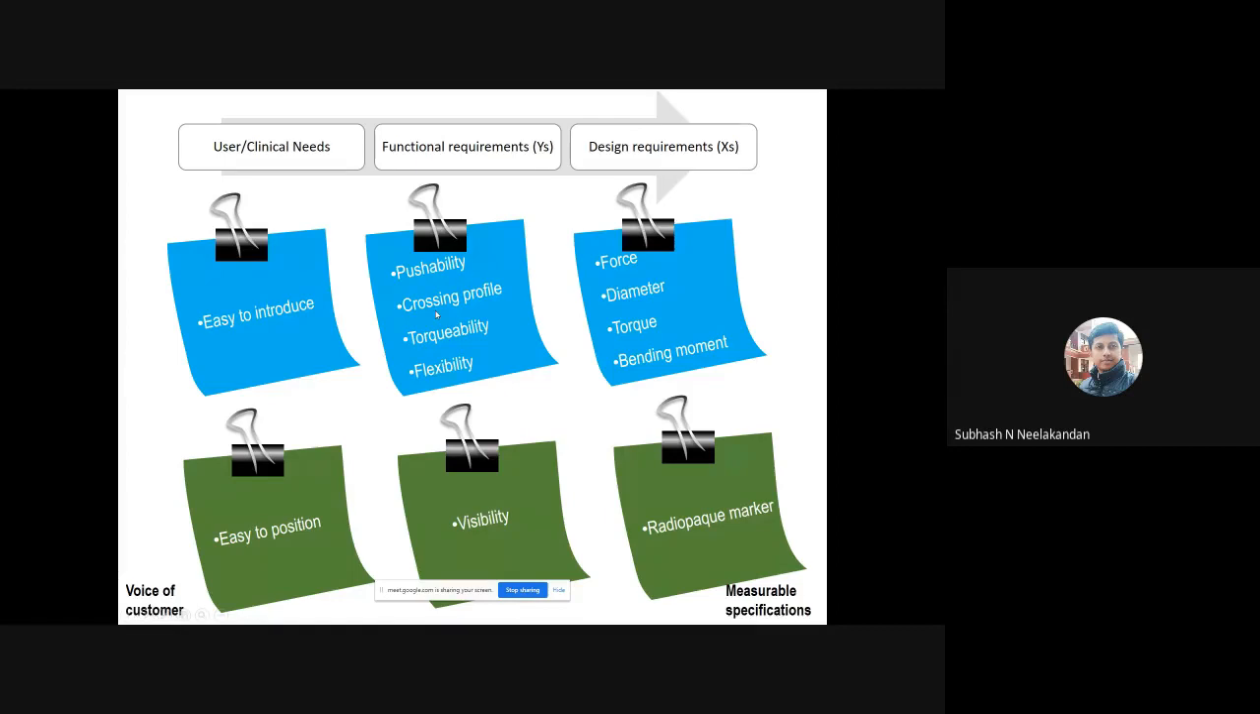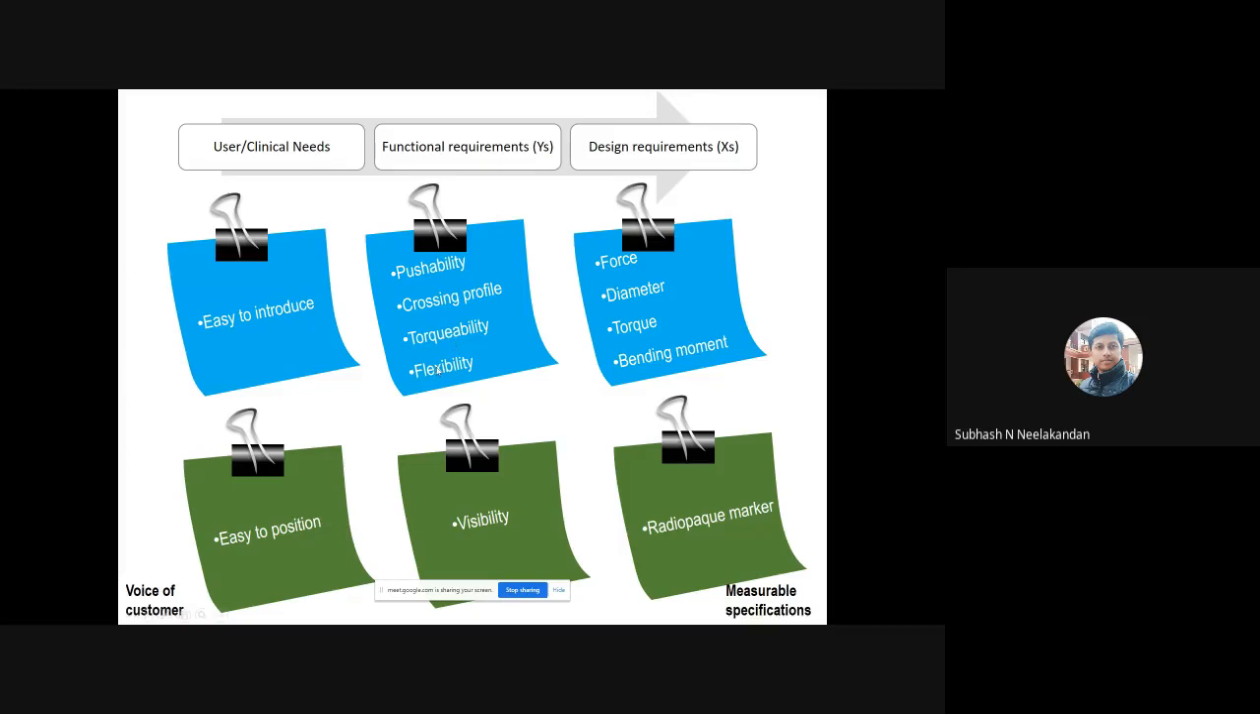Crossing profile means the cross section of the device should be small enough so that it can travel through the blood vessel. Torqueability means the blood vessel will have many twists and turns depending upon the anatomy of the patient, age, gender, etc. So it should bear sufficient torque and it should be easy to torque through the blood vessel.